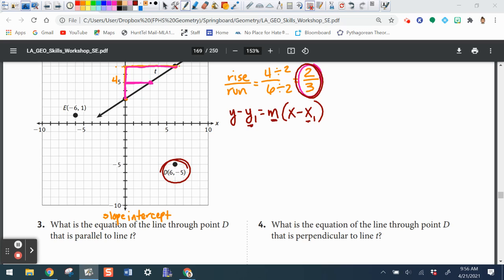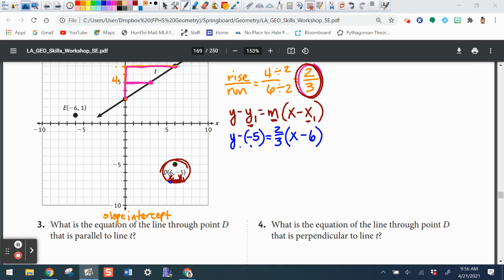And x1, y1 is the point on that line. So they told us that we need a line through point D, which is (6, -5). So 6 is our x1, -5 is our y1. So now I'm going to do substitution property. So bring down my y minus y1, which is -5. Notice I left the negative from the equation, but also put in another negative because the y coordinate was negative, equal to 2/3 times x minus, and plug in x1, which is +6.